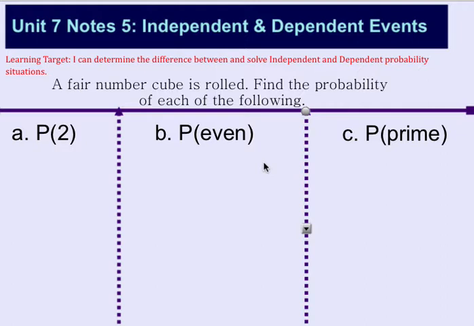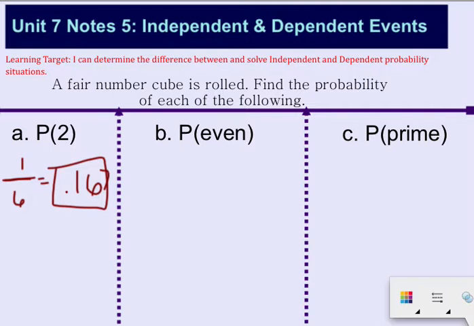First, we're going to start with a fair cube. A fair cube is rolled. It has numbers 1, 2, 3, 4, 5, and 6. We want to find the probability of rolling a 2. To find it, we do our successes over our total. There's 1 success out of a total of 6. So 1 divided by 6 is 0.167. That's the probability of rolling a 2.